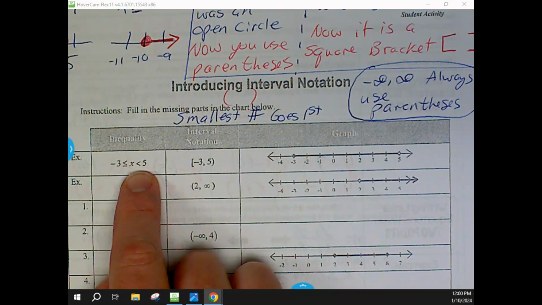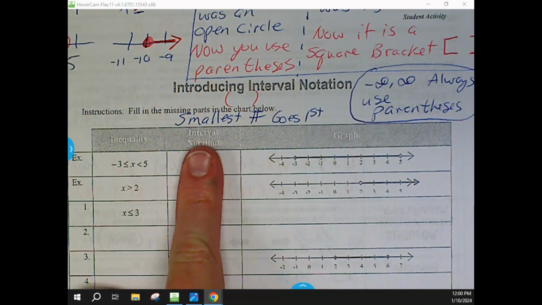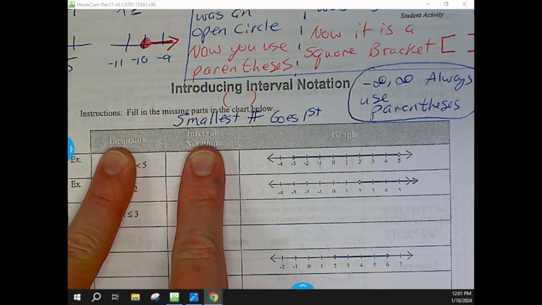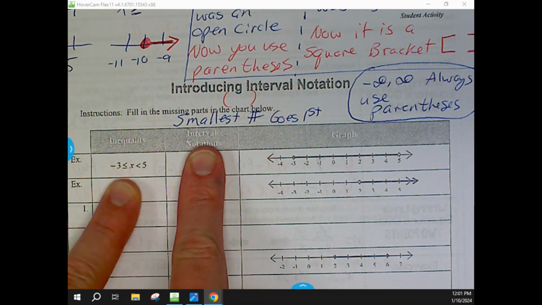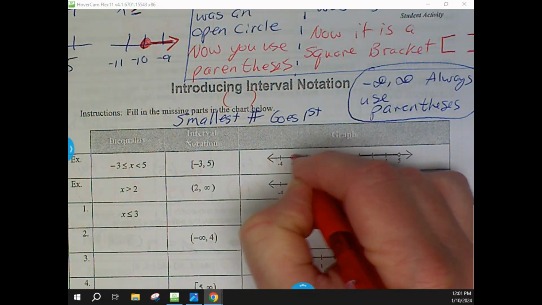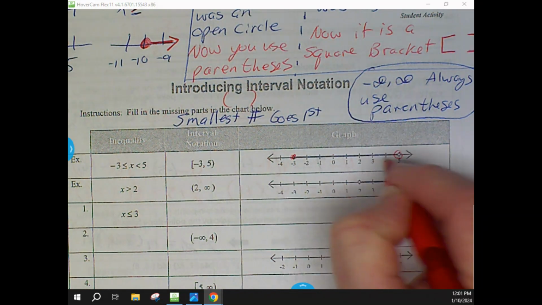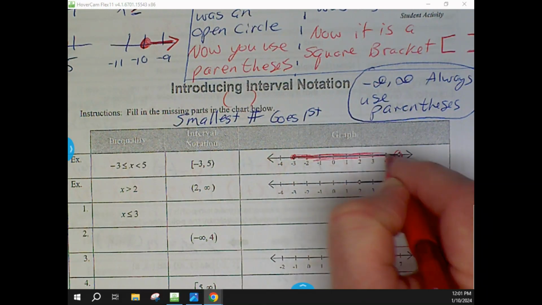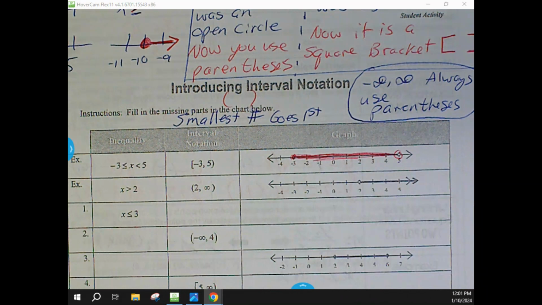So if you're going to graph this one, and we'll skip the interval notation in just a second, you put a solid circle at -3 and an open circle at 5. Because x is in between those two things, you basically just shade everything in between. So if they put x in between two numbers, you just shade in between those two numbers. It's there.